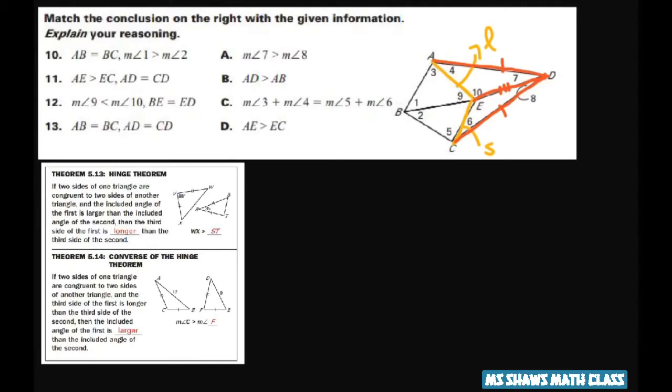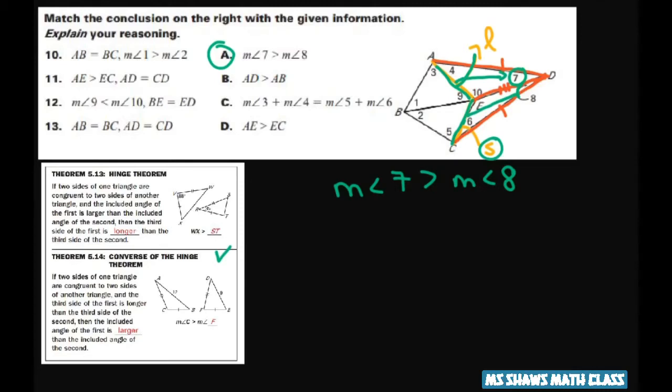So since this side is larger than the angle across from it, which is 7, the measure of angle 7 has to be greater than this. This side is smaller, so the angle across from it is the measure of angle 8. So that would be answer A, and this is according to the converse of the Hinge theorem.